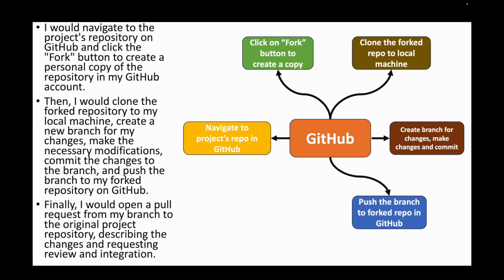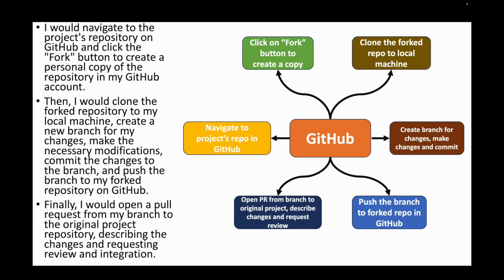All right. Once that is done, you will be creating a pull request from your branch to the original project repo, describing the changes that you have done and also requesting for review and integration. So that's how you can contribute to any open source project that you want to contribute to.